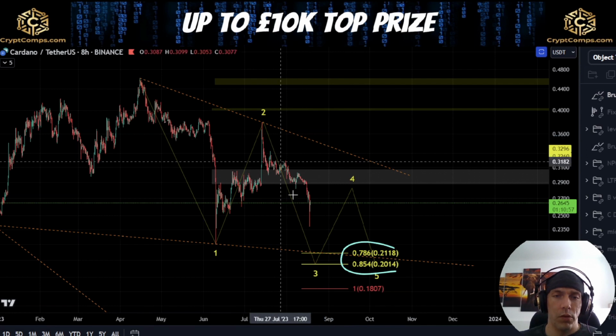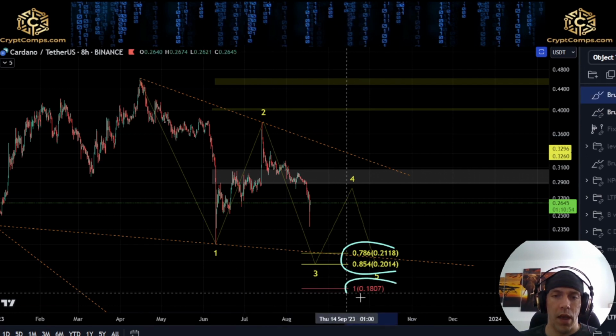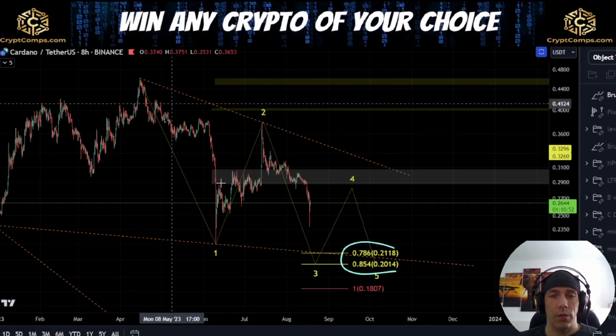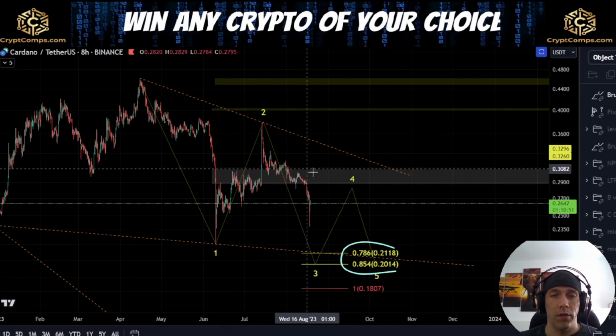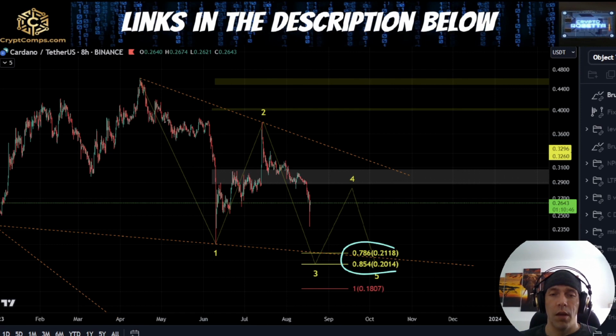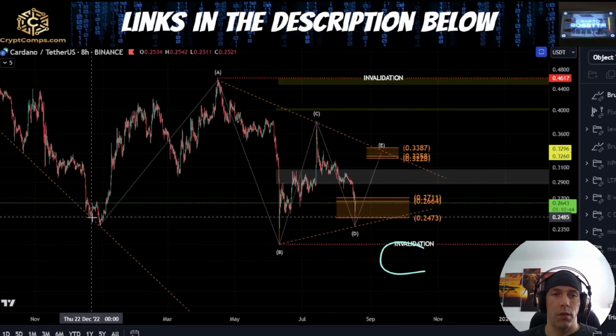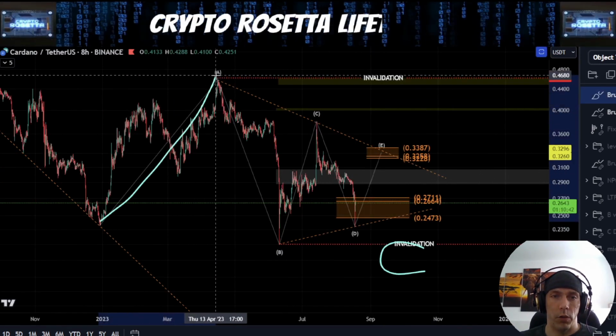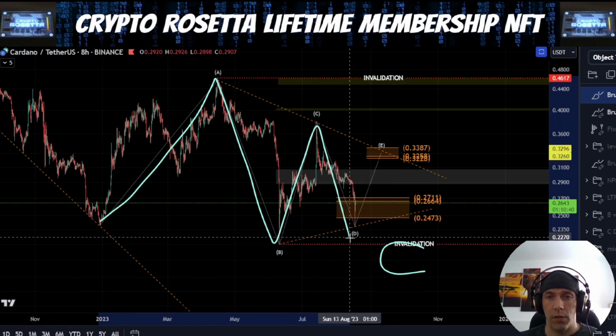If however we start to break down in a bigger way and we cross this 1807, this effectively invalidates the idea of a diagonal pattern here, and we'd have to reevaluate what this wave structure is in this case. Now we also discussed the potential here that we could have something like a 4th wave triangle where this is A, B, C, D, and E.